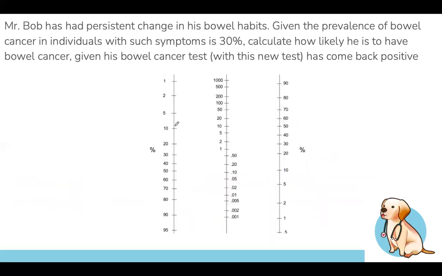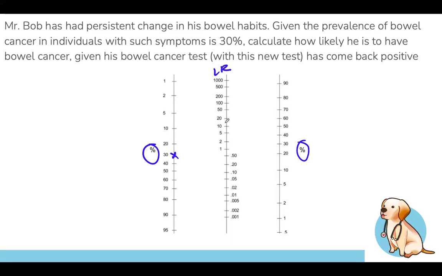Okay, cool. All right, so the question continues. We've got persistent change in bowel habit. And given that the prevalence of bowel cancer in individuals with this particular symptom is 30%, we're trying to calculate how likely he is to have bowel cancer, given that this new cancer test has come back positive. So this is asking us to calculate the post-test probability, given that we know the pre-test probability and the likelihood ratio. They've told us the pre-test probability is 30, and our likelihood ratio from before is 16.